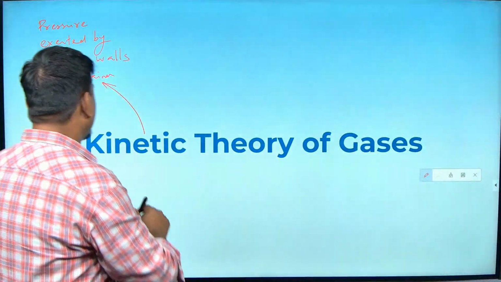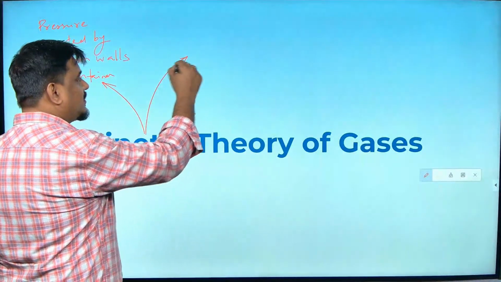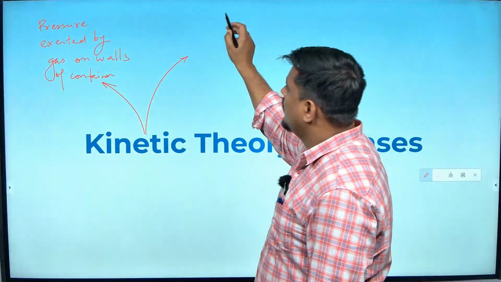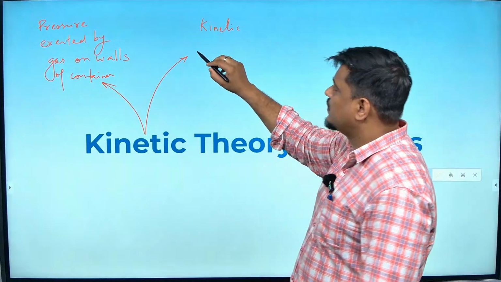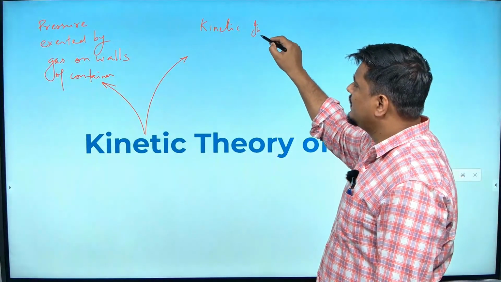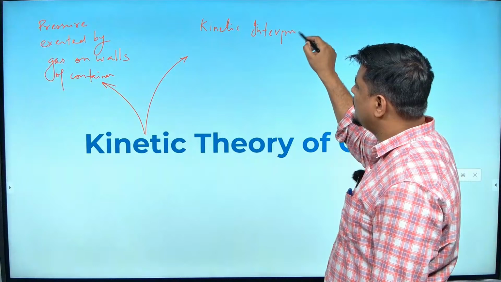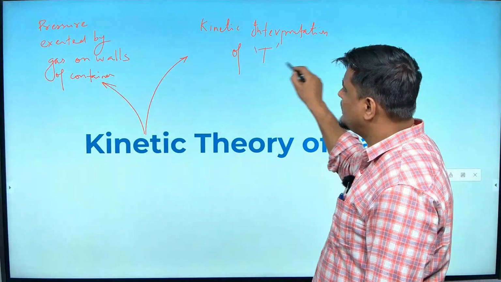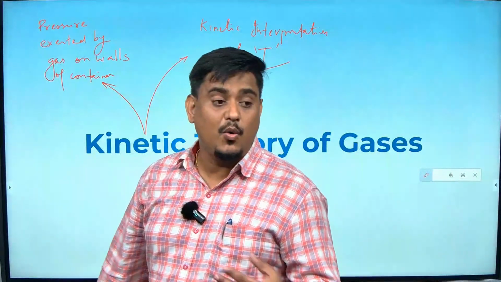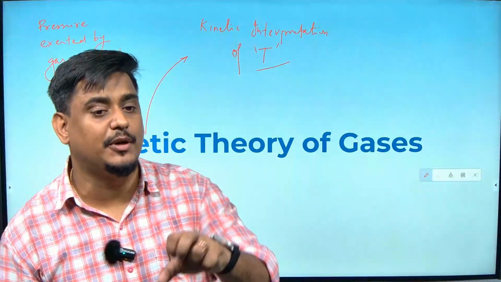Then in this chapter we will learn about the kinetic interpretation of temperature. Again, an important topic for the competitive examination. It means we'll come to know how temperature can impart energy on a particular gas.